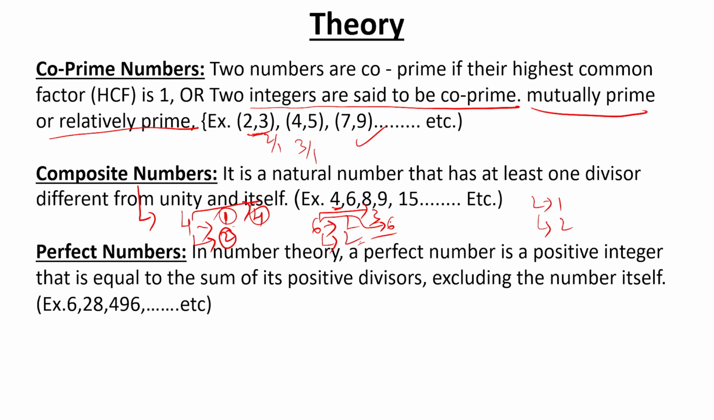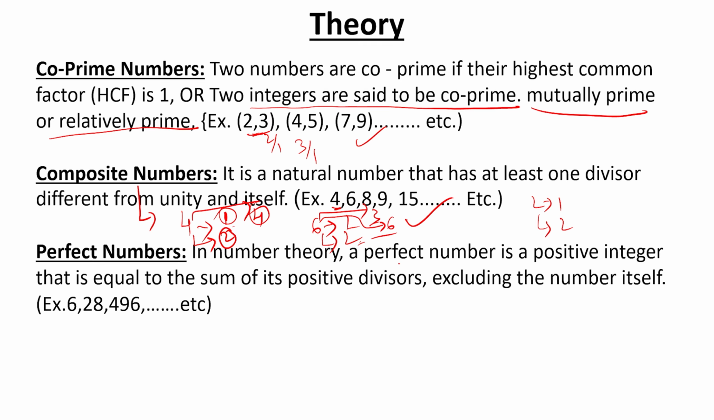So, the composite numbers are nothing but numbers having more than 2 divisors, simply. Having at least one divisor different from unity and itself. That is nothing but a composite number. I hope you all understand it. Let's go to perfect numbers.